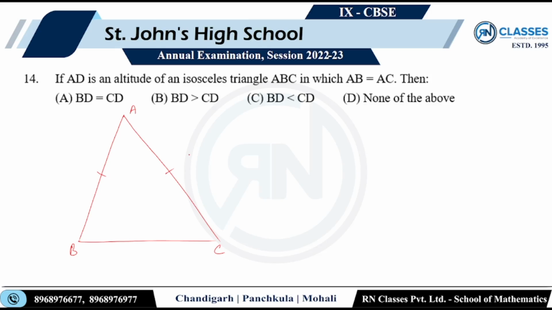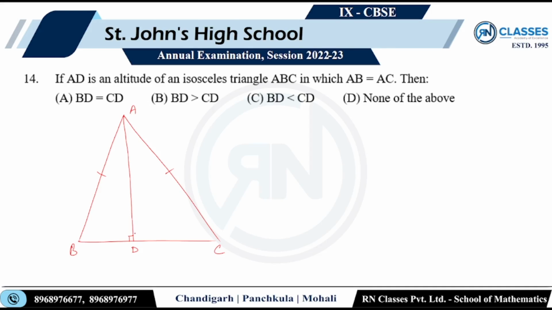AD is equal to AC, मुझे दिया हुआ है. AD is an altitude of an isosceles triangle. Wonderful. This is an altitude. Then BD is equal to CD, BD is greater than CD, BD is less than CD, none of the above.